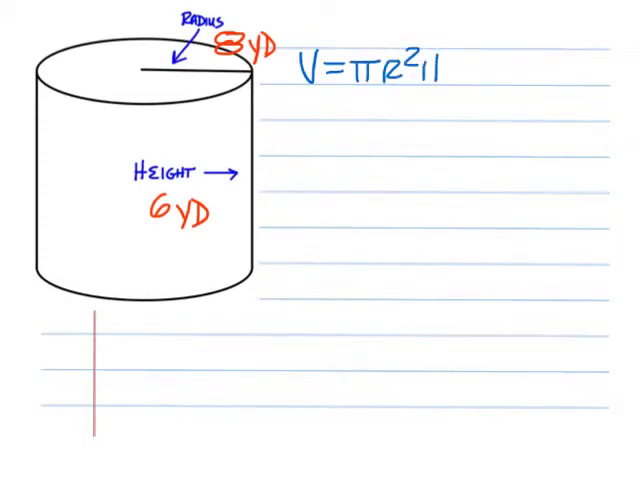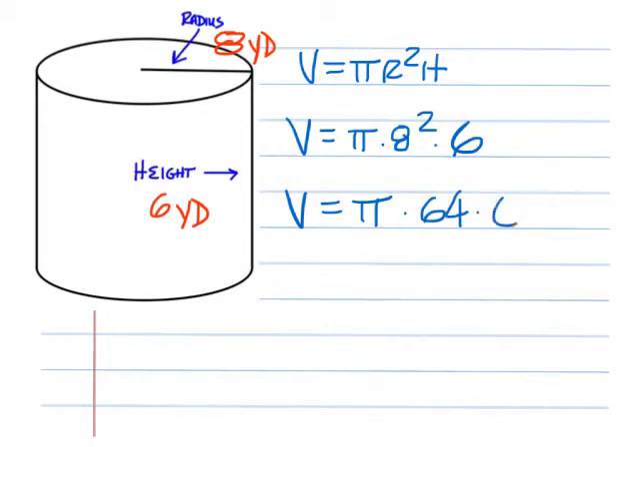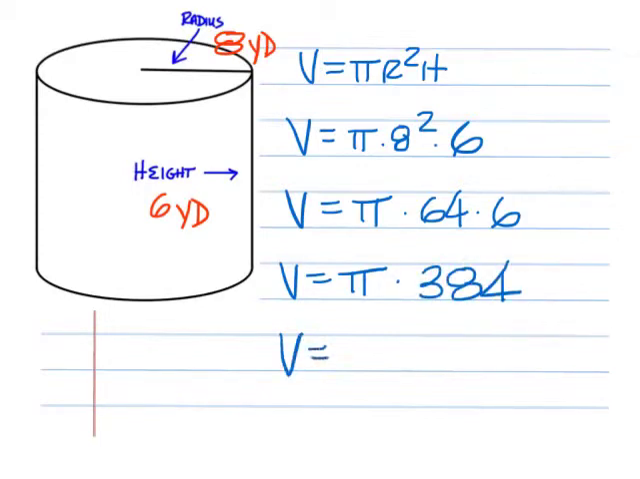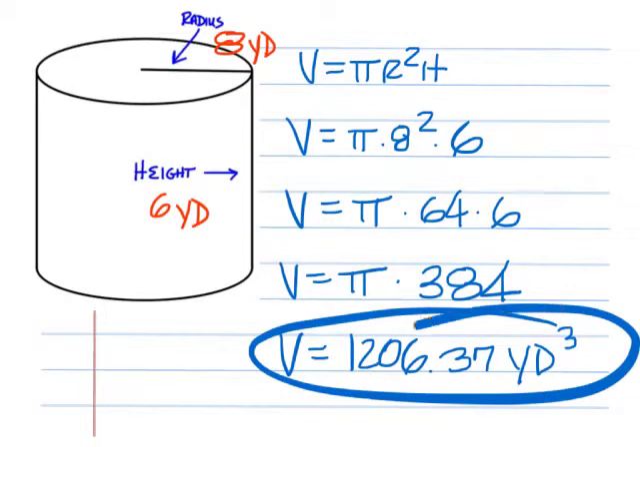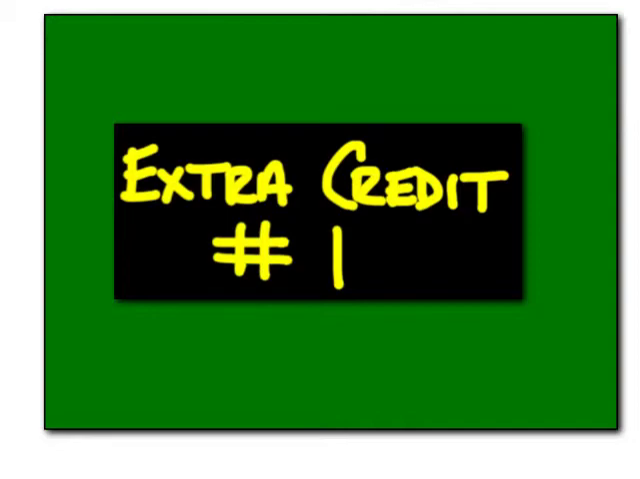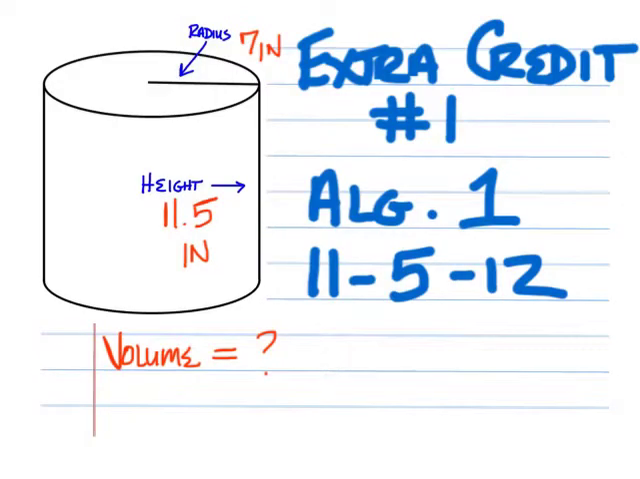Start with V equals pi r squared h, and then plug in what you know. The radius is 8, square that, and the height is 6. 8 squared is 64. Multiply that by 6. 64 times 6 is 384. 384 times pi gives you an answer of 1206.37 yards cubed. Here's extra credit number 1.